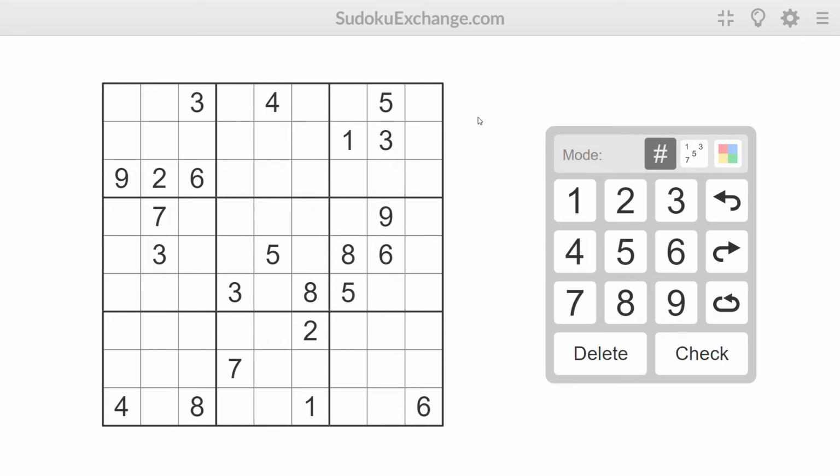Good morning, everyone. Today we'll try and solve the hard level Sudoku from the New York Times. Today's date is 6th of October 2022. So let's get started.